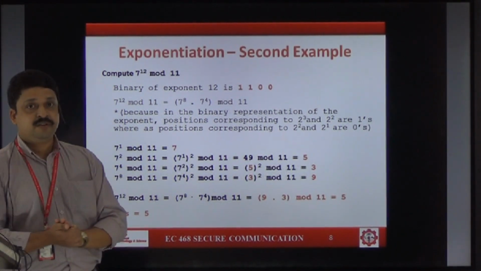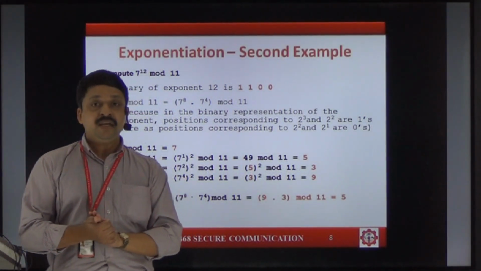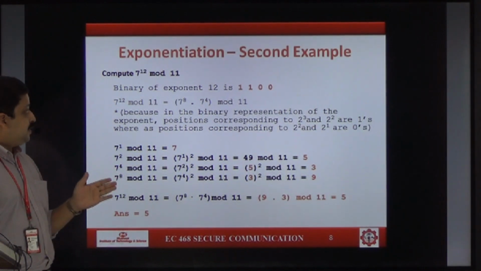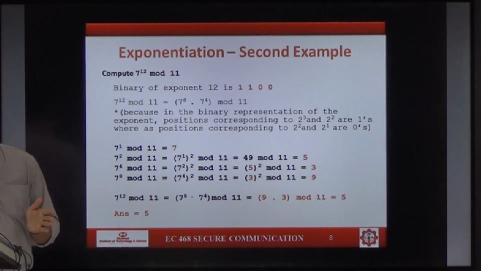So for the computation of exponentiation in RSA we will be using square and multiply algorithm, and we had discussed two examples for the same.